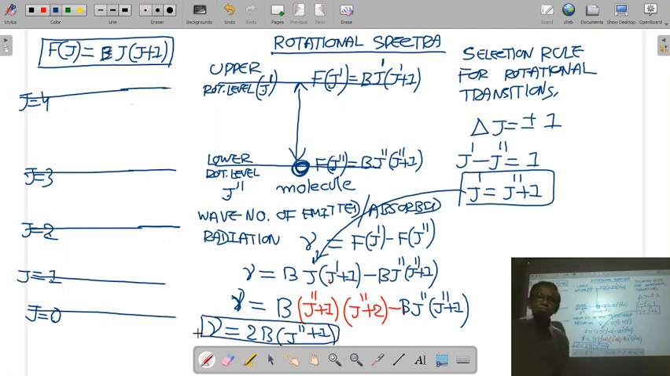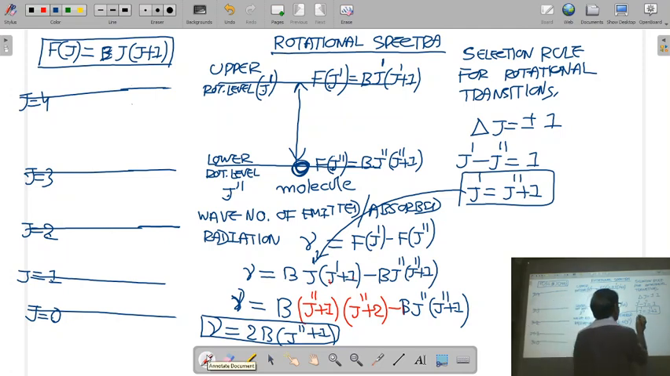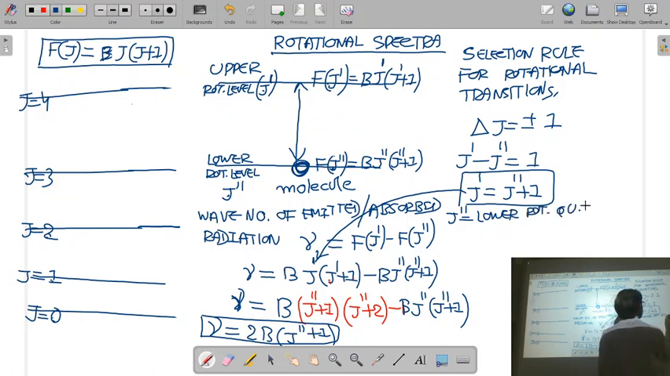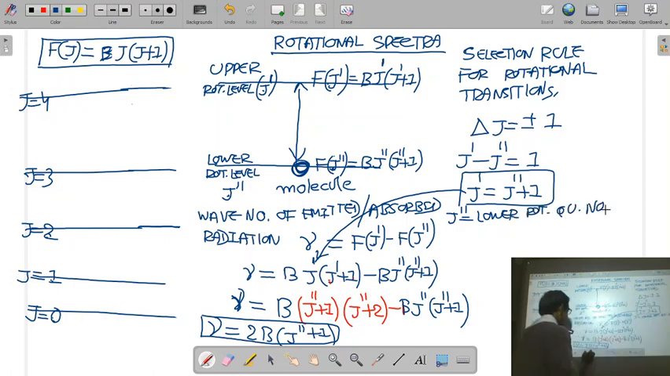Okay, so we got the wave number of emitted radiation or absorbed radiation. The wave number of the emitted or absorbed radiation due to the transition of the molecule between lower level and upper level is 2B(J double dash plus 1). Please be careful in this equation. Again I write, J double dash is the lower rotational quantum number. It is not the upper rotational quantum number. In this equation, J double dash is the lower rotational quantum number.